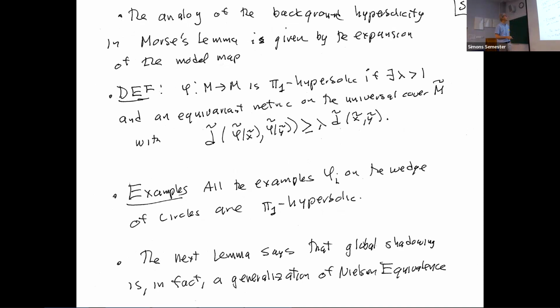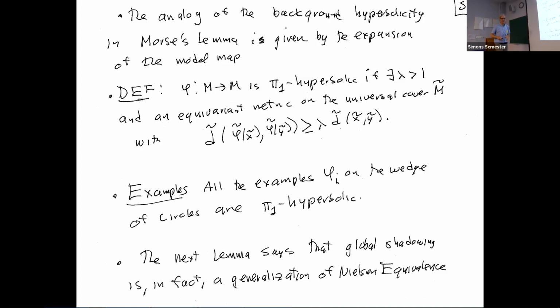Okay, so what we need is some tool that's like in the Morse lemma. The Morse lemma, the background hyperbolicity is coming from the geodesic flow, the hyperbolicity of the hyperbolic metric. So we need to formalize this thing that I've been using about the expansion in the covering space. All right, so you call something pi1 hyperbolic if there's an equivariant metric and a lambda bigger than 0, so things are growing by the rate lambda, distances are growing by the length lambda. All right, so all my examples were pi1 hyperbolic. That's why I chose them. They're all expanding in the cover.